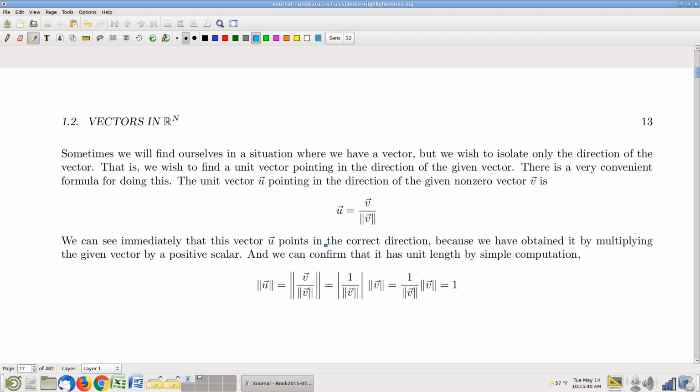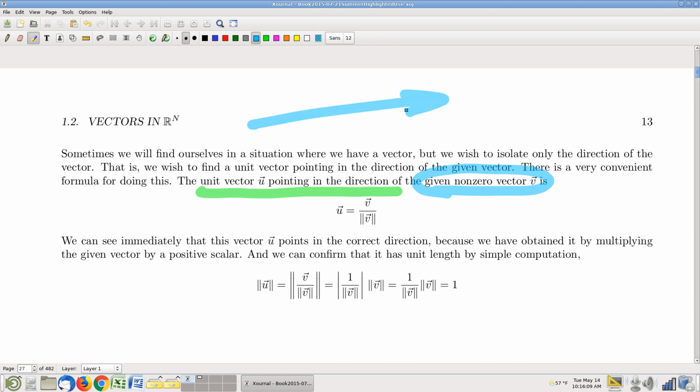Here's a common scenario. You have some vector given that's not a unit vector, and you want to find the unique unit vector pointing in the same direction as the given non-zero, non-unit vector. How would you find the unit vector that's pointing in the same direction of a non-unit vector? And so the idea is, well, there's your non-unit vector. You want to find the unit vector pointing in that same direction.